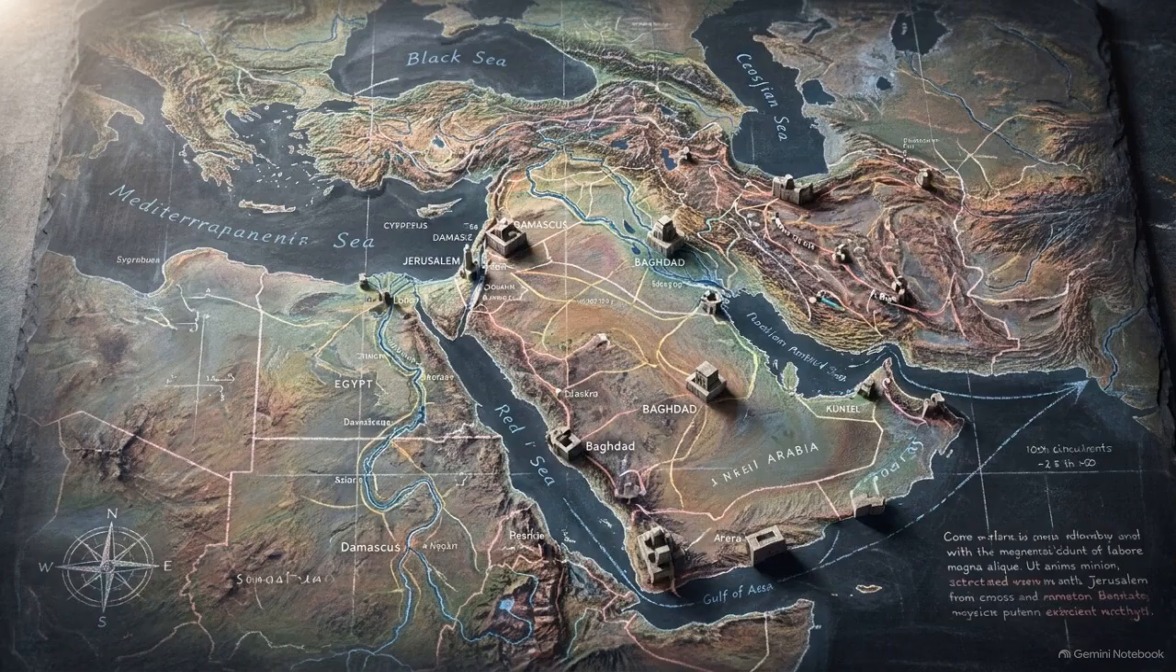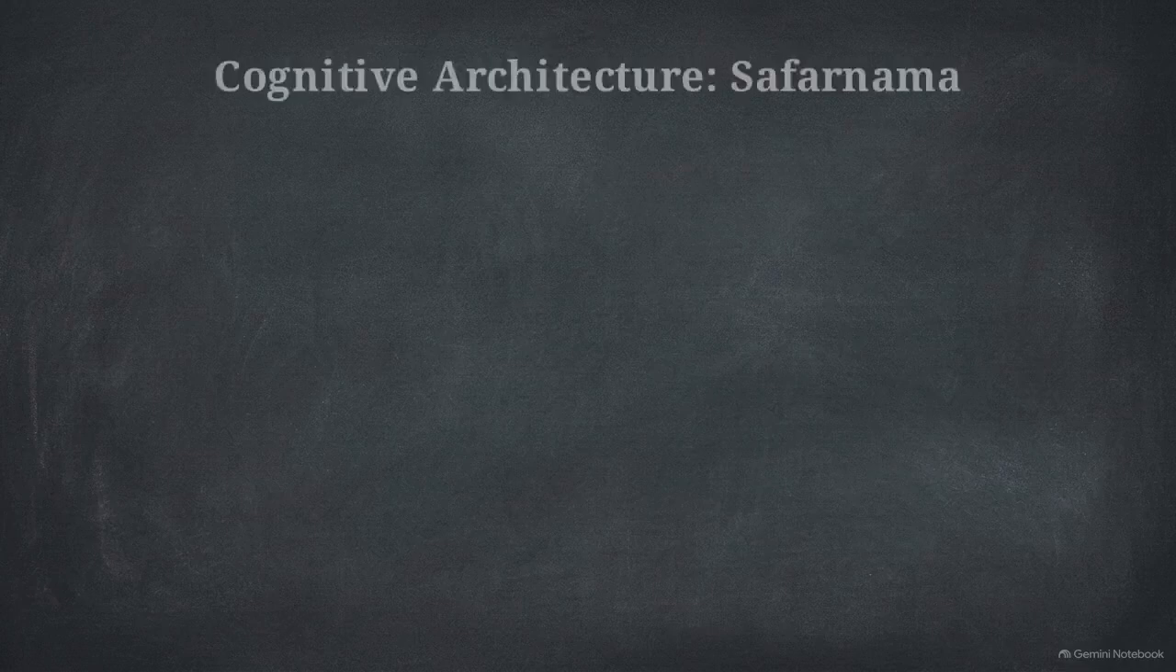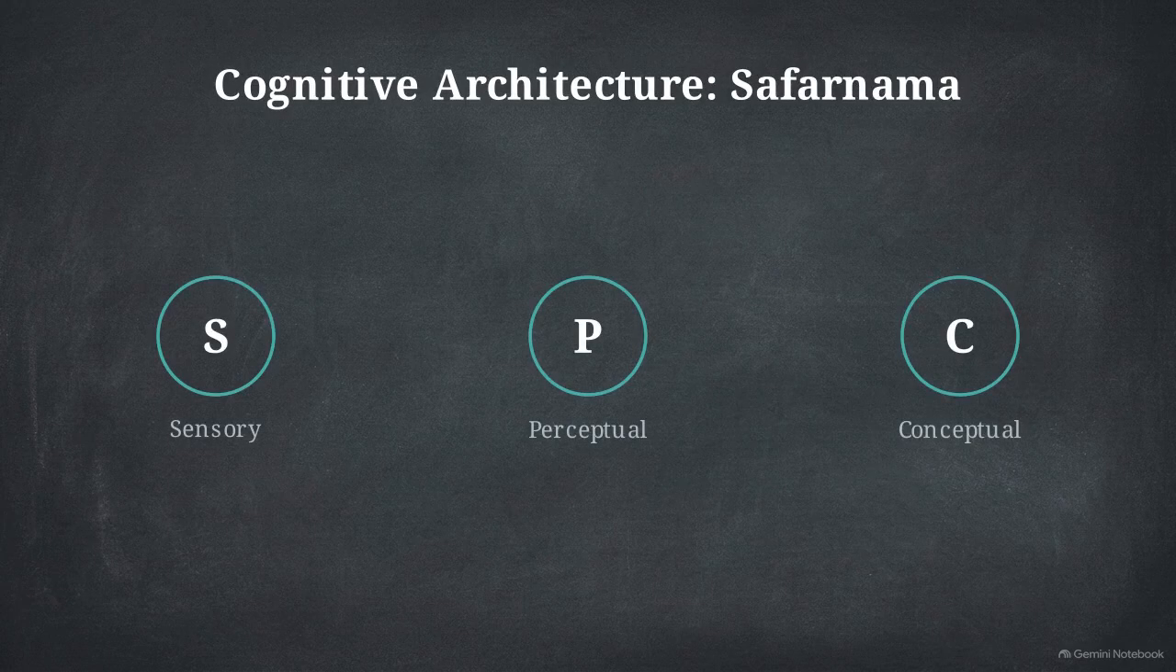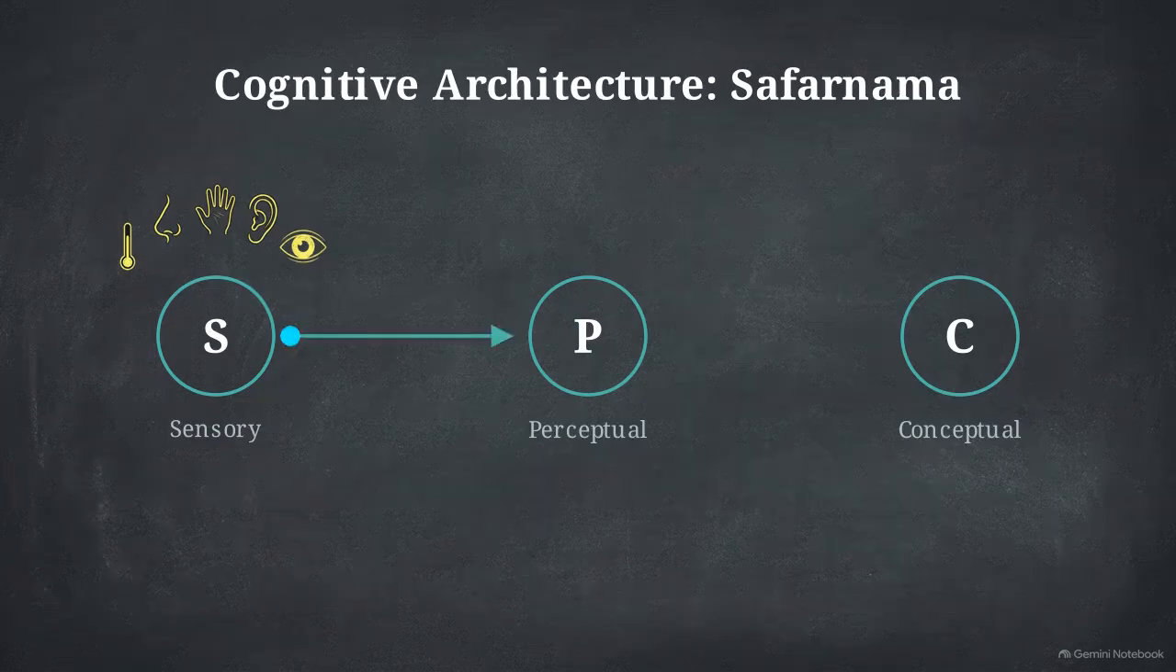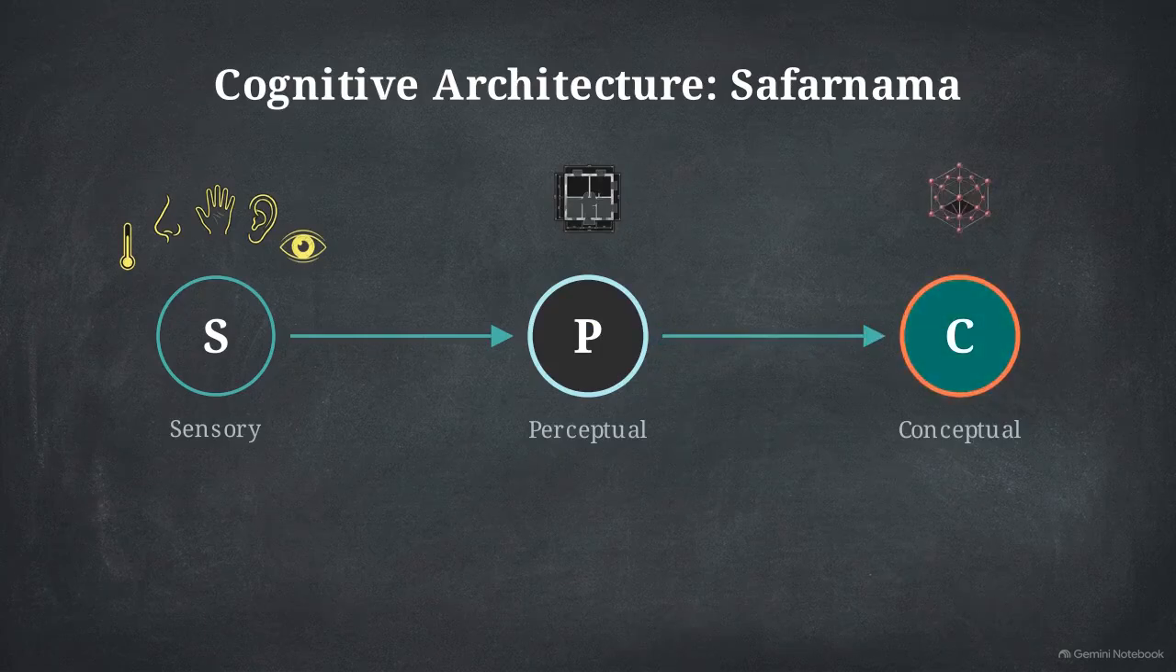To establish that baseline, we look at Naser Khosrow's 11th century travel diary, the Safarnama. This flowchart models Khosrow's cognitive architecture. An encounter produces sensory data, organized into a perceptual scene, which is then described. The conceptual variable functions as basic categorization. The traveler compares the new environment to previous knowledge, drawing conclusions from the observed landscape.